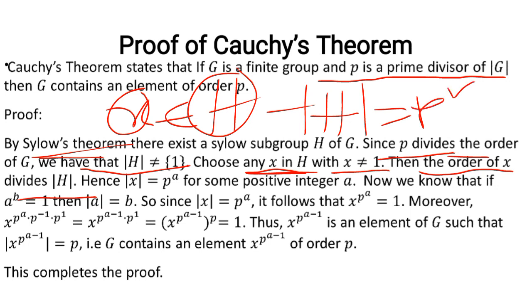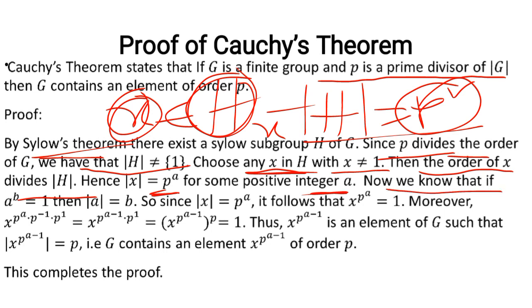For some R, we don't know what R is, but because it's a Sylow P subgroup, X must be of order some power of P. We don't know what power the P would be, so we called it A, for some positive integer A, because we're picking X in H, and the order of H is this. So if X is in this, its own order will be some form of P with some power A, right? Okay, so now I'm bringing in that notation.